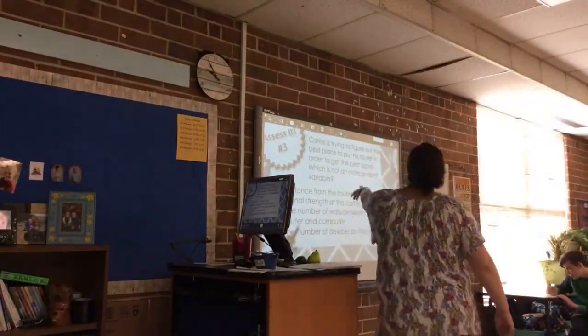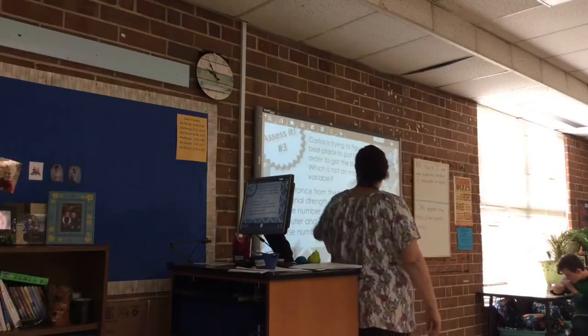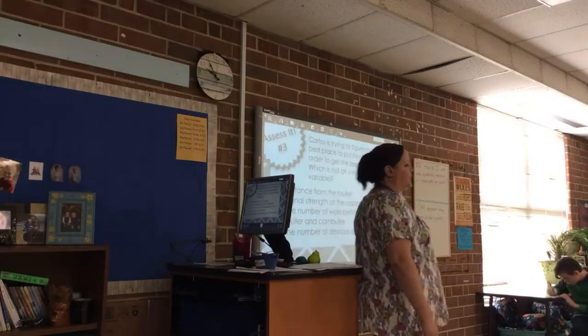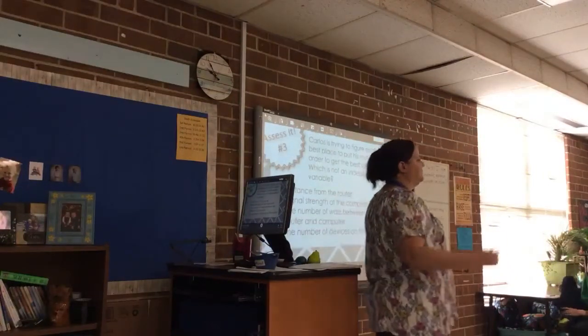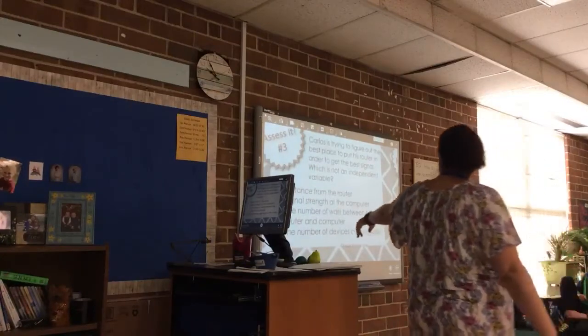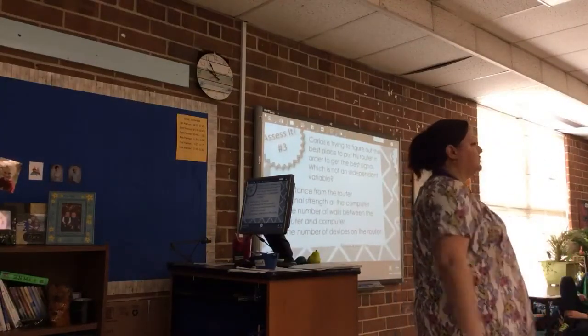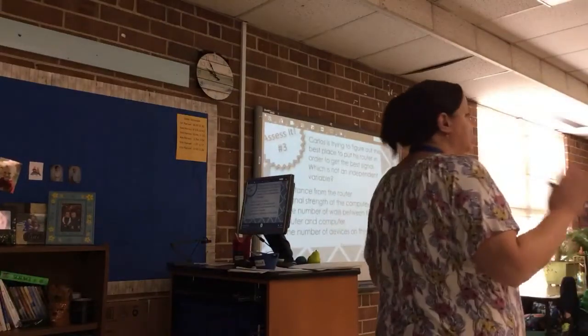Remember, independent variable is what we change. So we're looking for something that we don't change. We can change how far away your computer is from the router. We can change how many walls are between us and the router. We can do that by going to another room. We can change the number of devices on the router. You can have 2 computers and 5 Xboxes. You can have 1 Xbox, 1 computer, whatever. You can change that number.